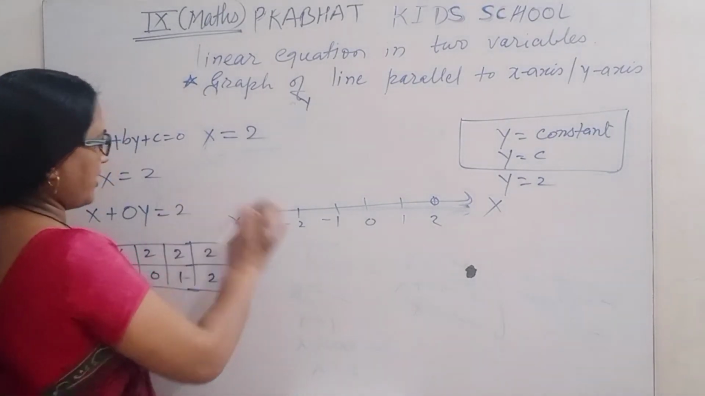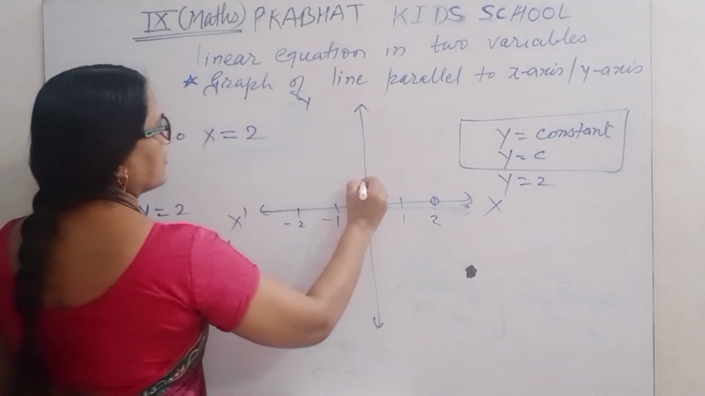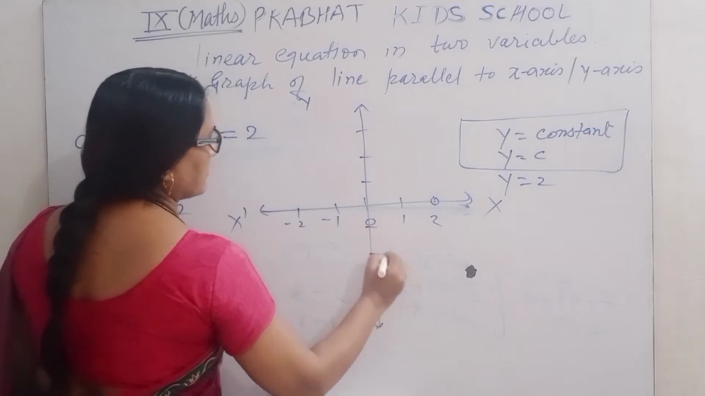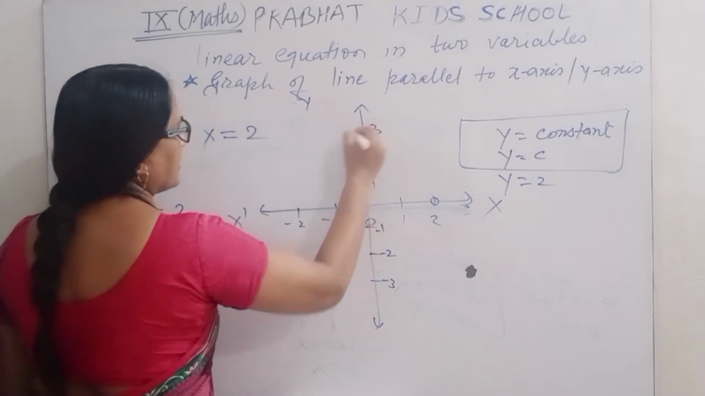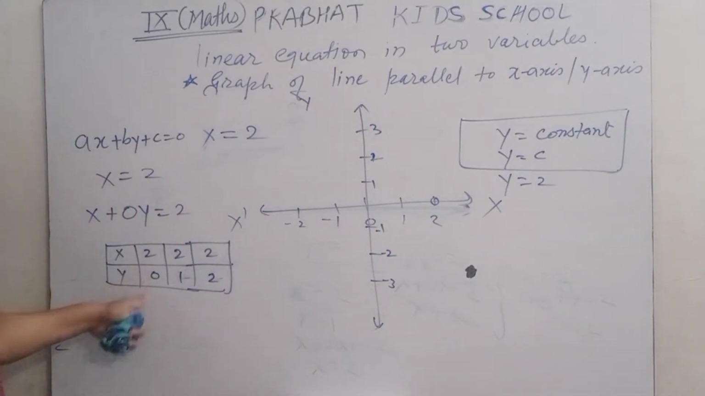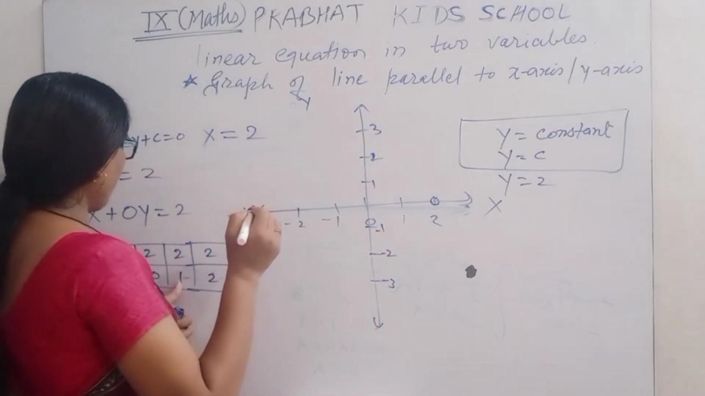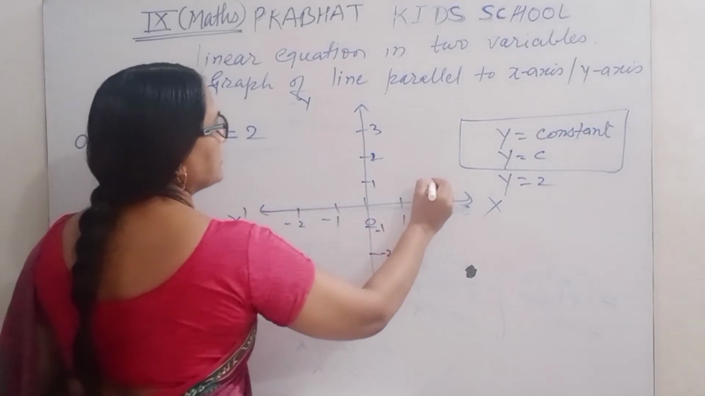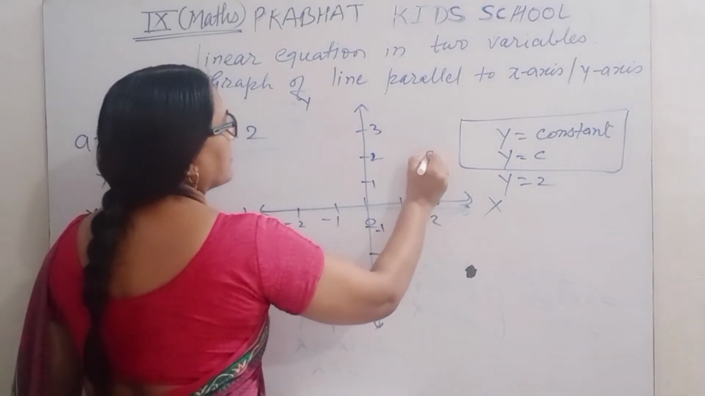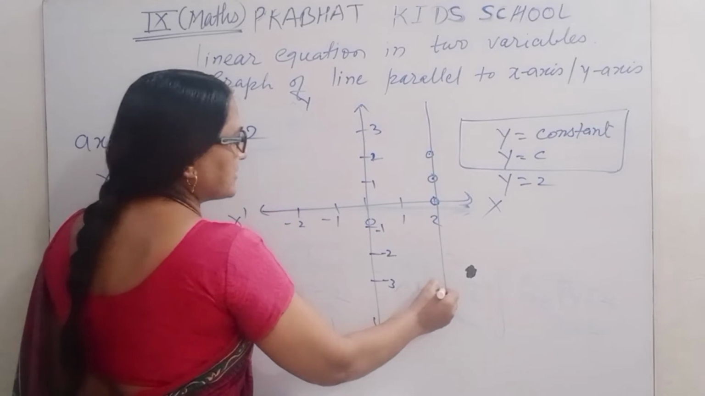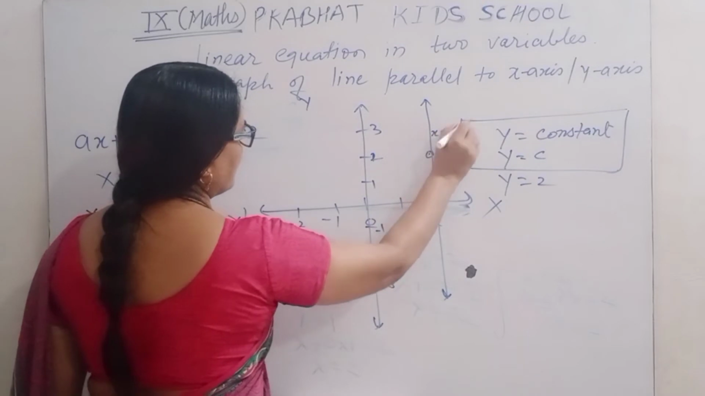Now we are plotting these points on the Cartesian plane. 1, 2, 3, 1, 2, 3. Minus 1, minus 2, minus 3. So first point is 2, 0, means here. Then 2, 1 means here. And next is 2, 2 means here. Draw the line passing through these points. It is the line of equation x is equal to 2.